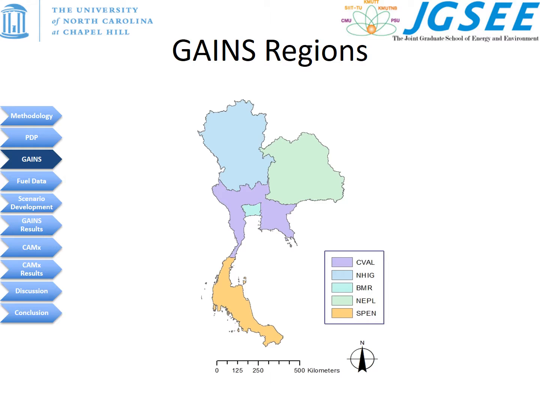The GAINS model splits Thailand into 5 regions in order to better handle emissions calculations. The regions, shown above, are the Bangkok Metropolitan Region, the Central Valley, the Northern Highlands, the Northeastern Plateau, and the Southern Peninsula.